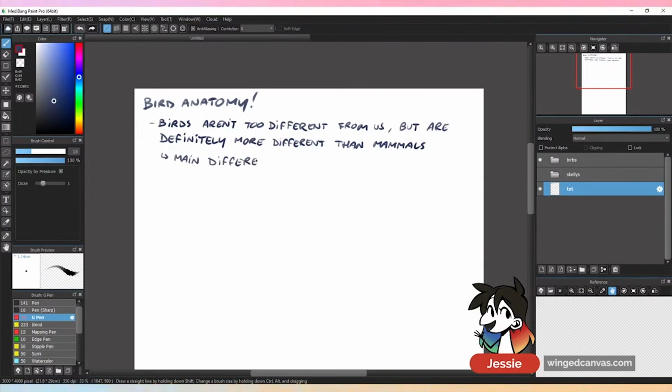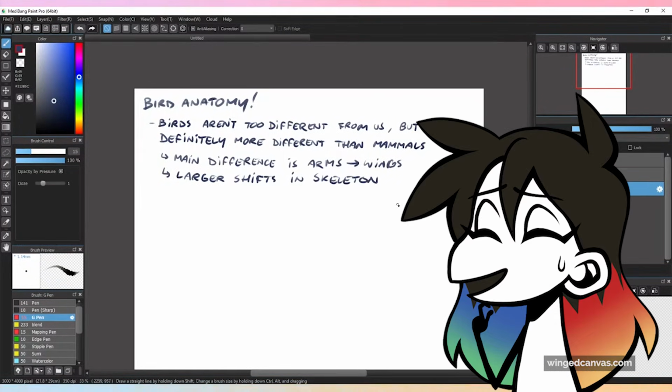So the main difference is that the arms become wings, and then there are larger shifts in the skeleton. So it's not as cohesive as mammals are, but the skeletons are quite similar. So let's take a look at them.